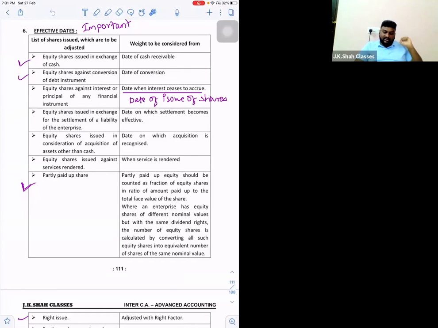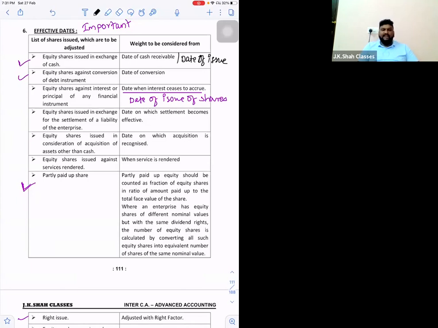Now, please understand the first situation. Equity shares issued in exchange for cash means you are issuing fresh equity shares in the market for cash. If that is the case, from what date should it be considered as outstanding in the firm? Sir, it is the date of cash receivable, or I would simply say the date of issue. This date of issue will be given in the question.